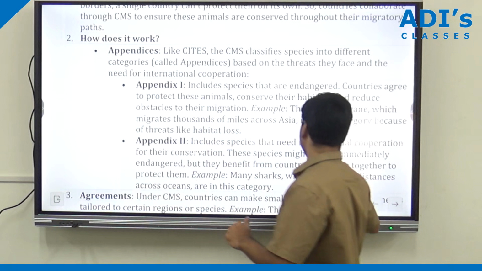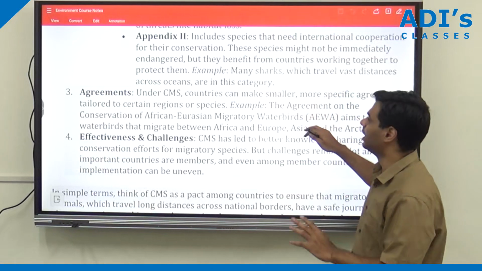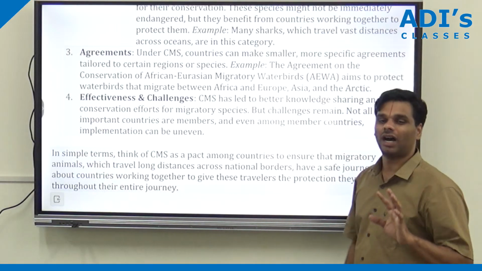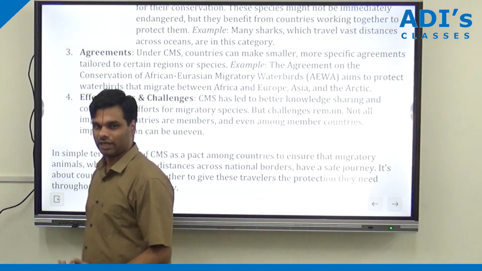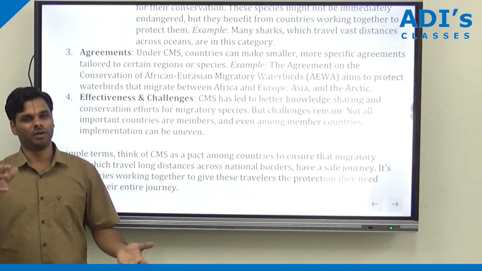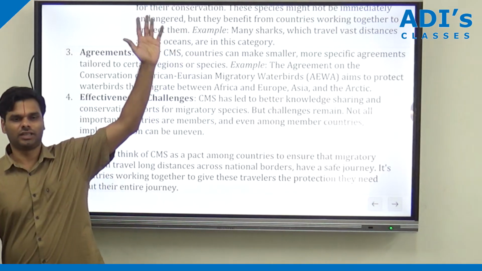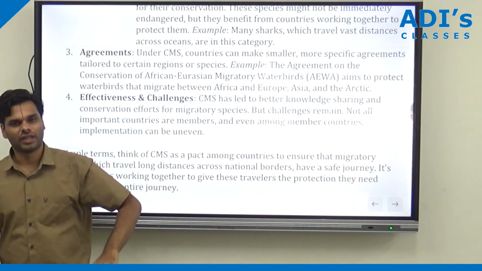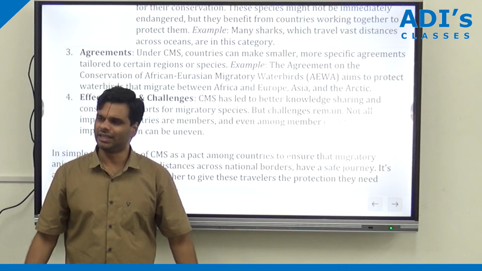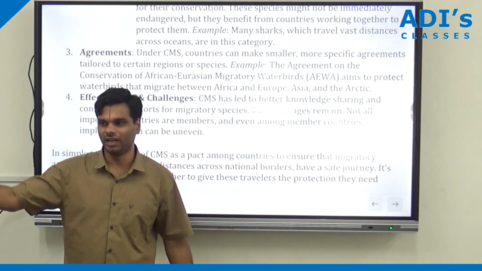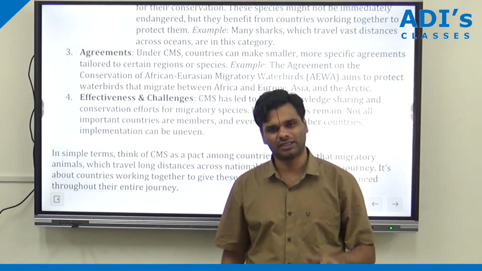For example, you can see there are many sharks which travel vast distances across the ocean. All of these sharks need some kind of protection so that they are not hunted. I don't know if you know how international fishing works, but they have huge trawlers, as big as 300 or 350 foot. They pick up everything in the ocean. It does not matter whether it's a small fish or a shark or a whale. They bring it in and dump it on the shore. That's how international fishing works.